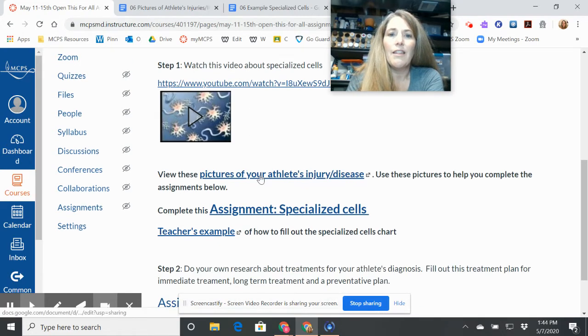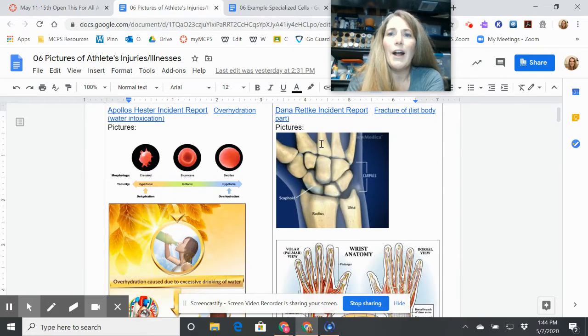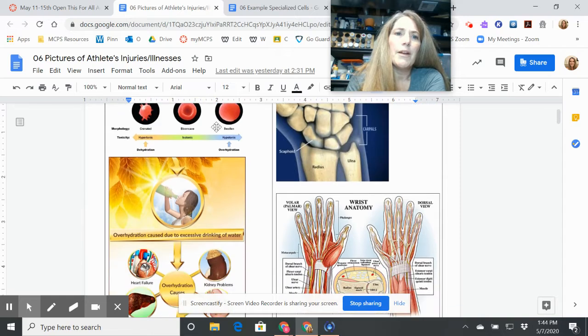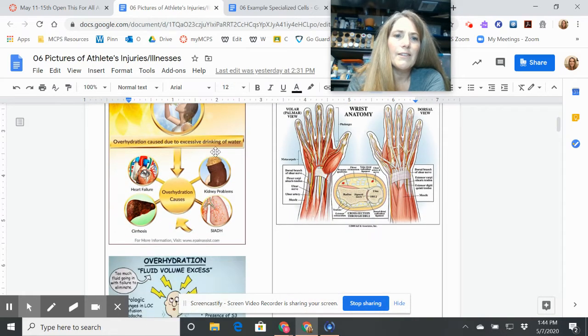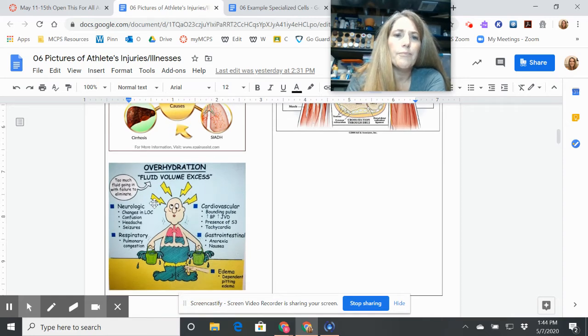Then I would like for you to click on this link, which I already have open. This is all of your athletes. I have all the athletes. Find yours on here, but I have pictures that go with their injury or their disease or disorder. So just scroll down if you are looking for yours. These also have links to take you back to the incident report or a link that takes you to the information about the disorder. But here are some of the cells that are involved in this. Here's some of the body parts. Here's a reminder of some of the processes or problems that could come with this disorder.